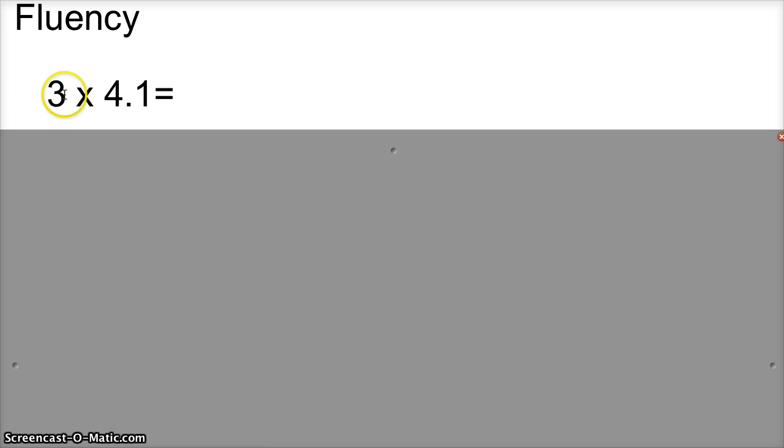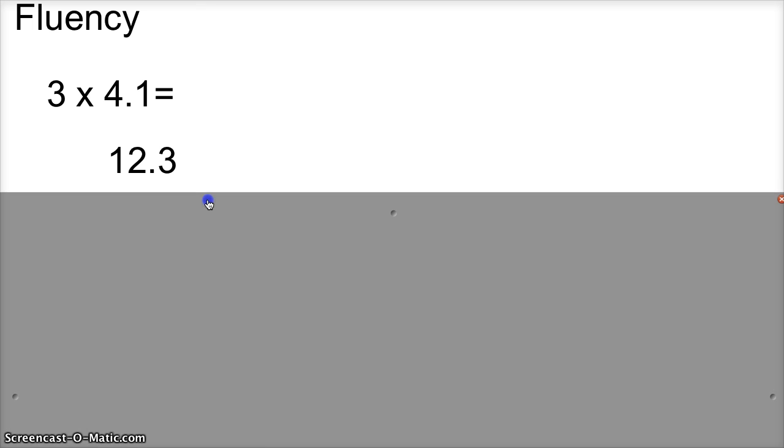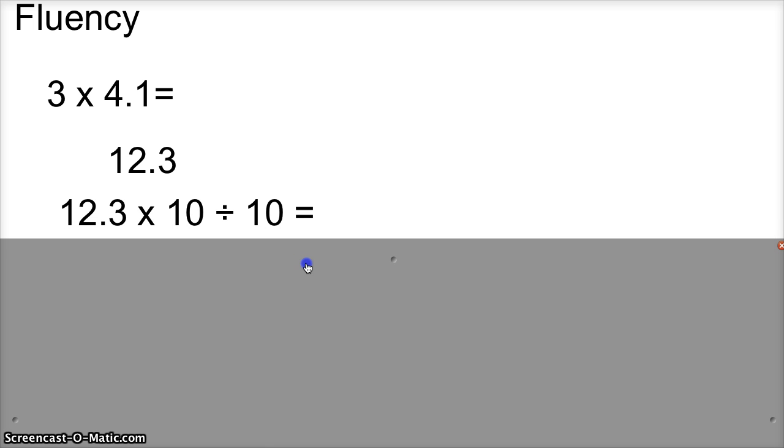So I want you to solve this problem, 3 times 4 and 1/10. Okay, hopefully you got 12.3. That would be the correct answer. So we're going to work with this number a little bit more. I want you to see if you can figure out this problem. 12.3 times 10 divided by 10.